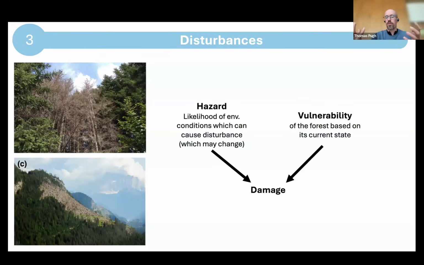What we've been doing to approach this is we just split the problem into two components: the hazard, so the likelihood of having environmental conditions which cause disturbance, and this may change, but it's storm frequency, for instance, and the vulnerability of the forest, which is based on its current state.